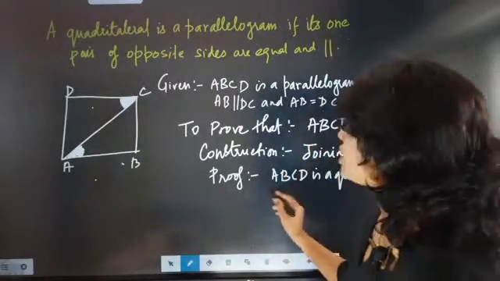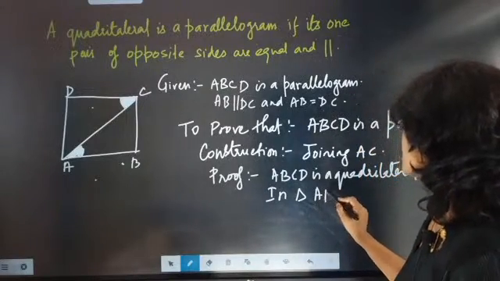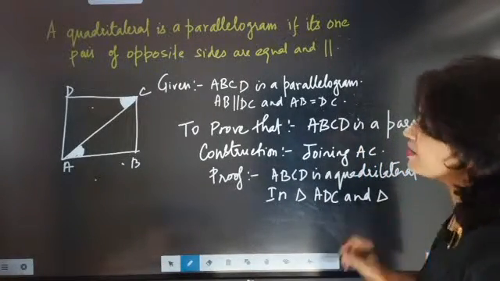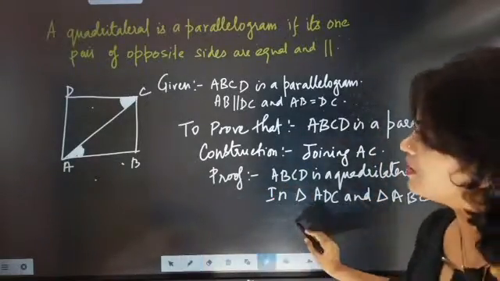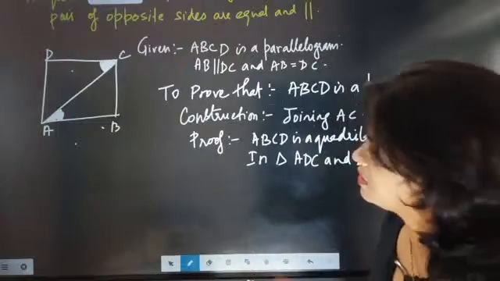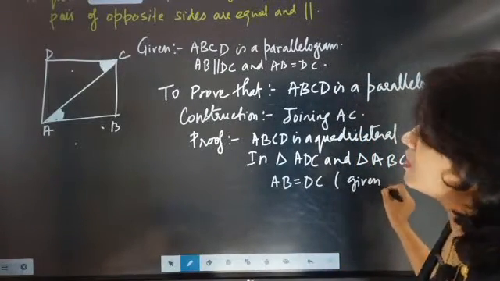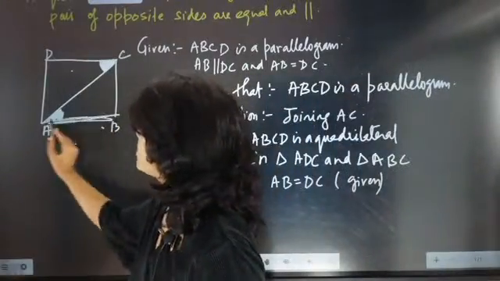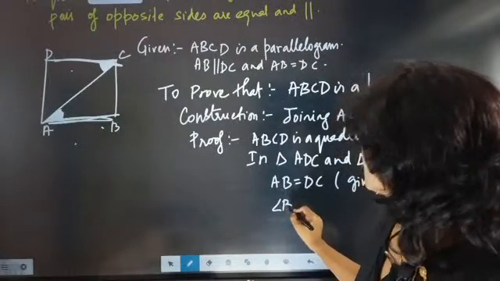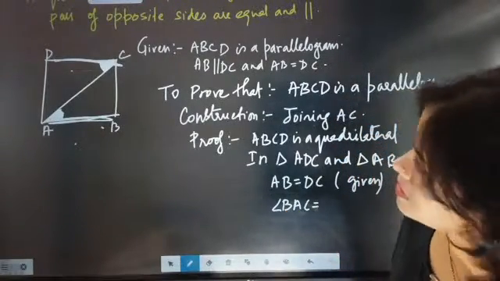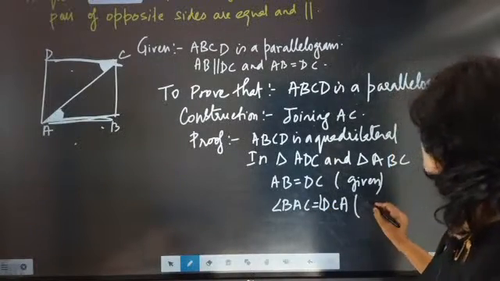So now look here. We are going to say that in triangle ADC and triangle ABC, AB will be equal to DC, given. This part will be equal to this part, already given. Now angle BAC equal to angle DCA, alternate interior angle.